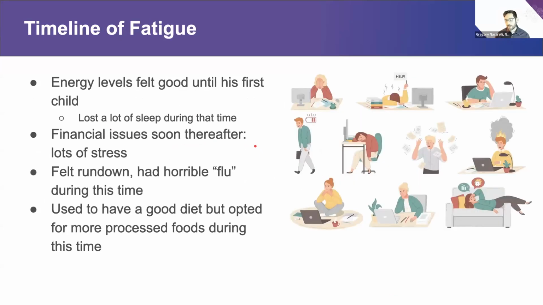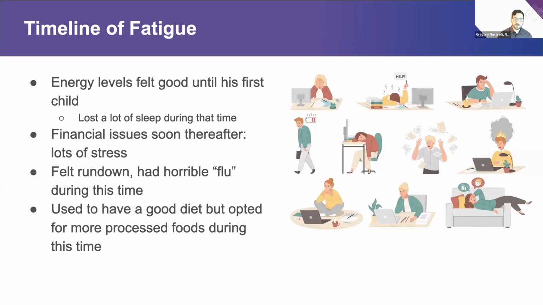If we're looking at the timeline of his fatigue, he mentioned his energy levels felt pretty good until his first child. During that time, he lost a lot of sleep. That's one thing to consider. When we have lack of sleep, we're going to decrease our immune function, decrease our resilience, increase oxidative stress. We're going to predispose ourselves for various different exposures and mitochondrial dysfunction.